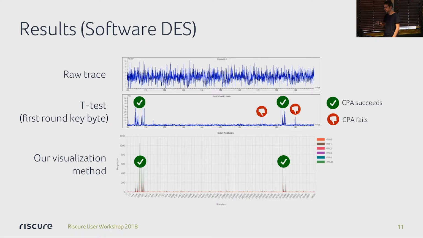So this is just a proof of concept of the method, but it really emphasizes that if something appears in the visualization chart, it's because it's leakage. If it doesn't appear, it's because it's something else.